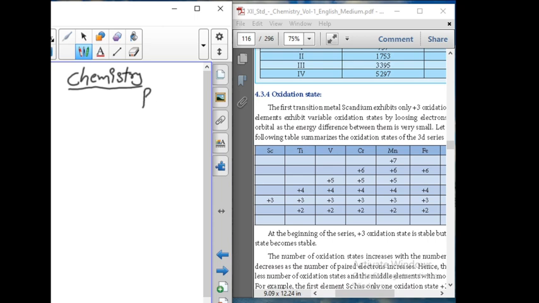Chemistry part 3, D and F block elements.